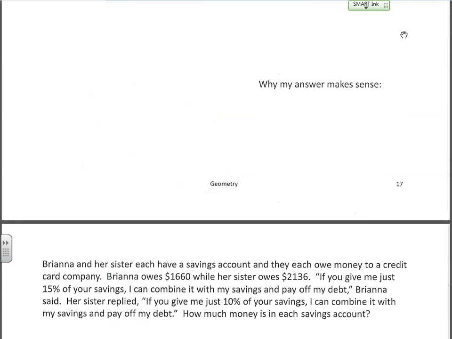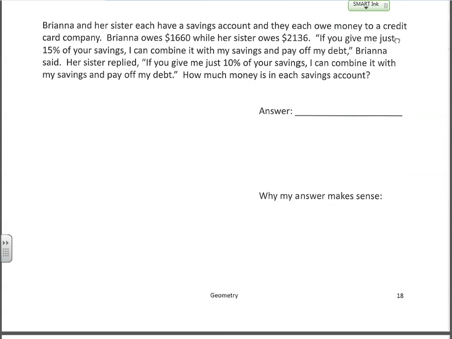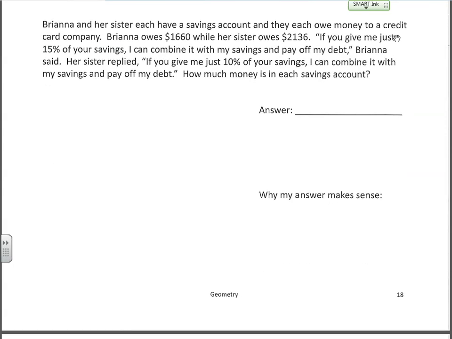The next one: Brianna and her sister each have a savings account and they each owe money to a credit card company. Who doesn't, right? Brianna owes $1,660 while her sister owes $2,136. Let's call her sister Molly, just because I don't want to use S as a variable here, because mine looks so much like my 5. So Brianna owes $1,660 while Molly owes $2,136.